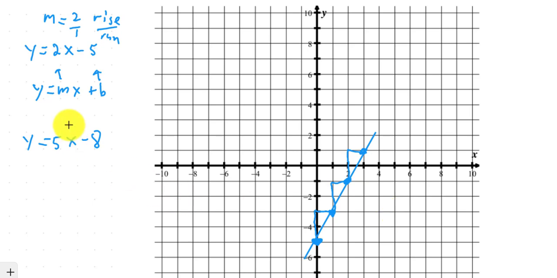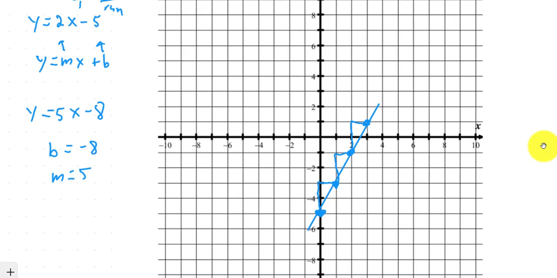And now I have to look at the second equation, right down here. And again, my b is -8, and my m is 5. So I can go down to -8 and put a point. So that's somewhere down here.